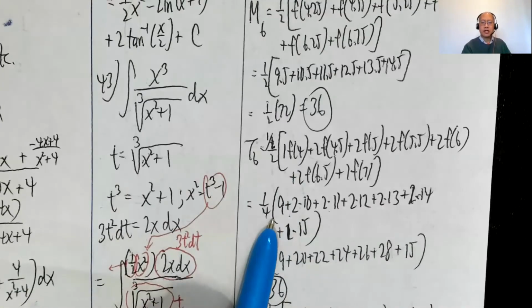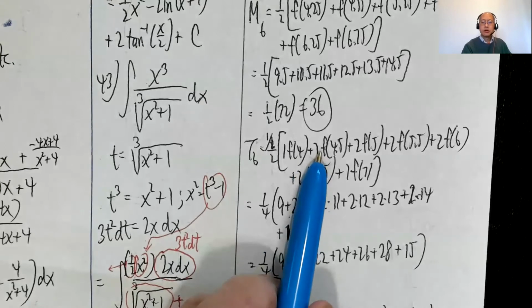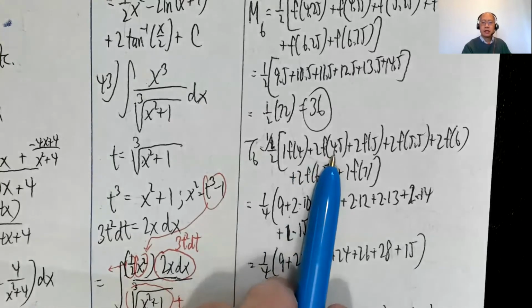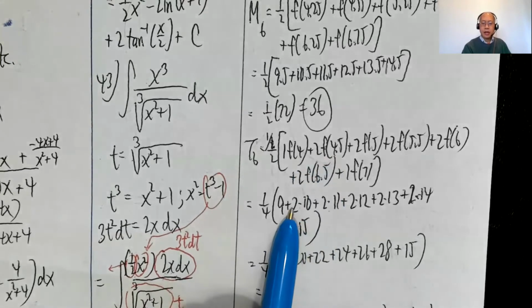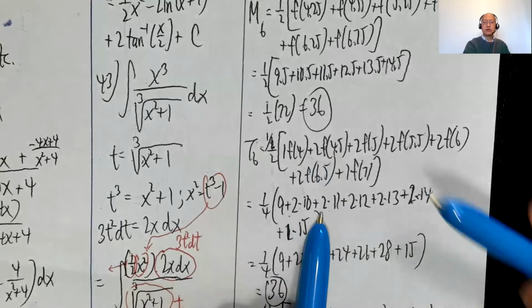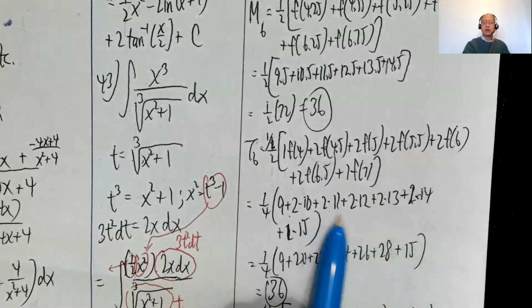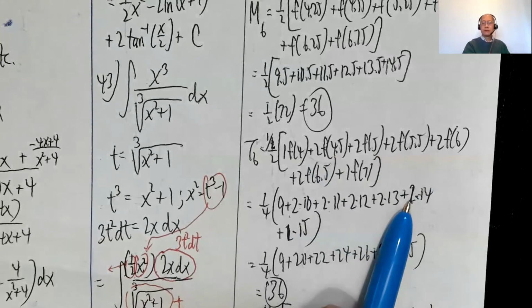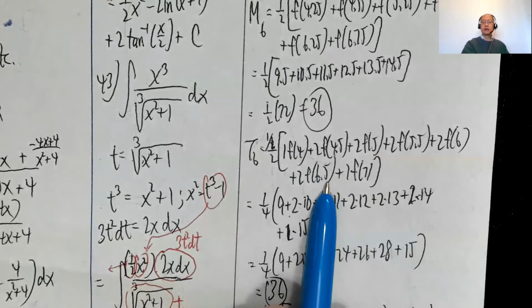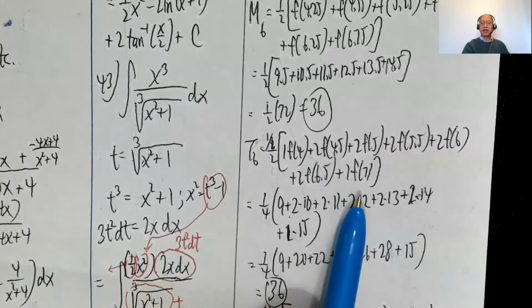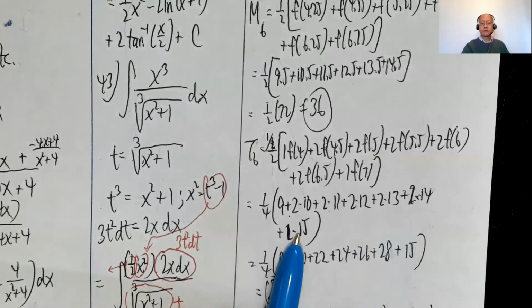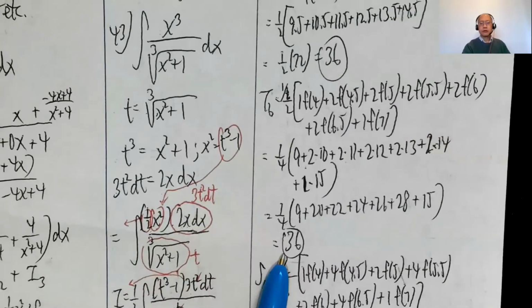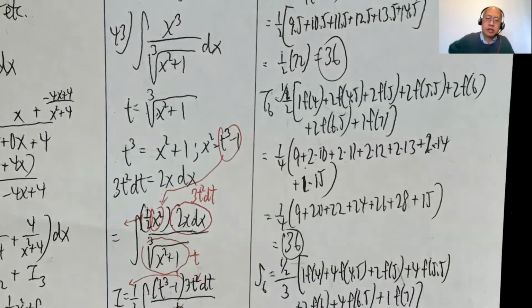2 times 4 plus 1 is 9. 2 times 4.5 plus 1 is 10, and then times a 2. And then 2 times 5 plus 1 is 11, times 2, then 12, 13, 14 each times 2. That's for 6.5, right? And finally, when you get to 7, the coefficient is 1. Grind it all out, 36. Trapezoidal rule gives it to me exactly.